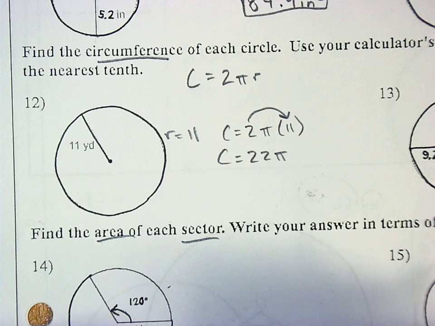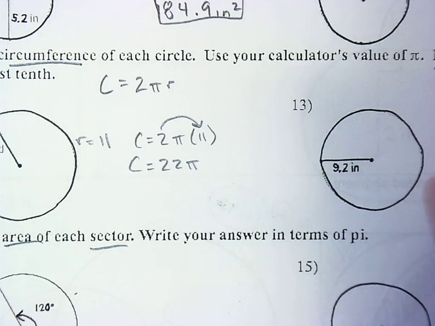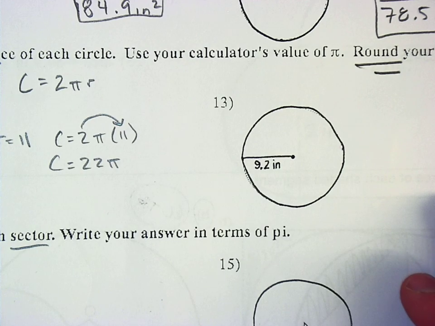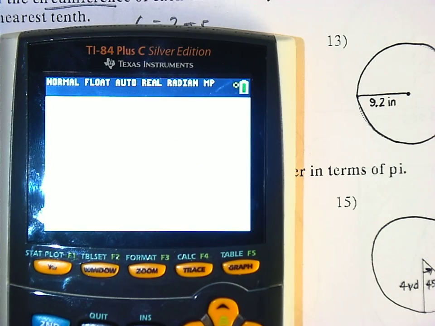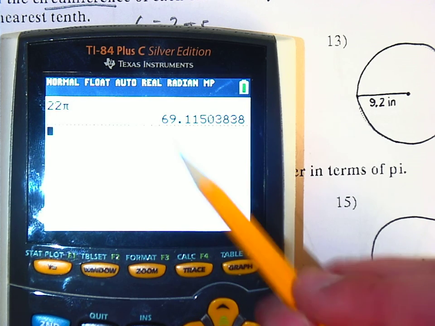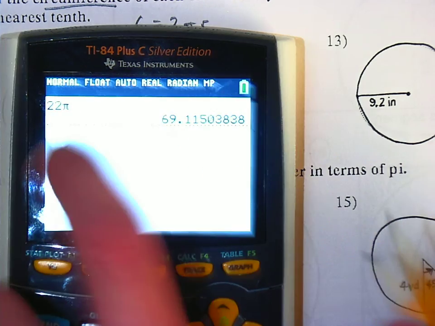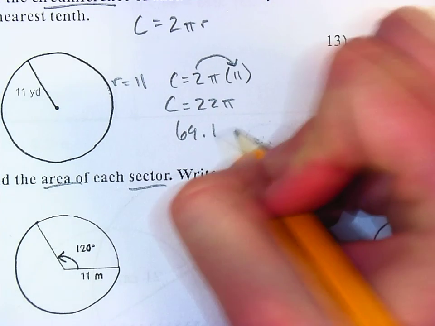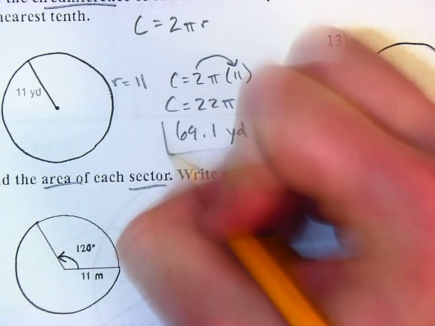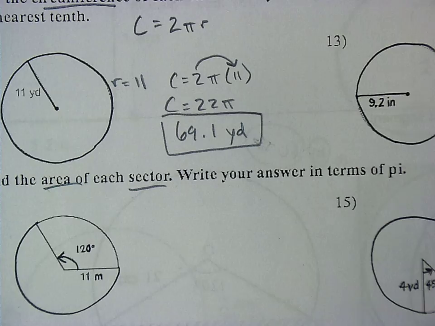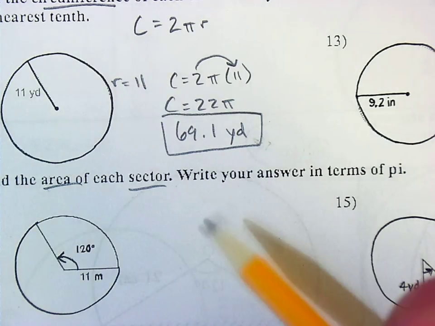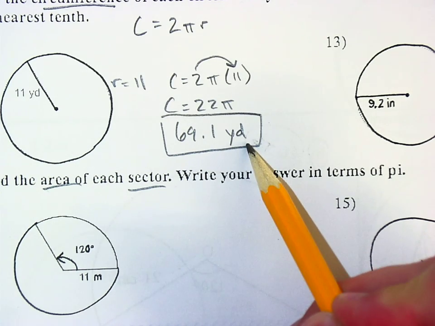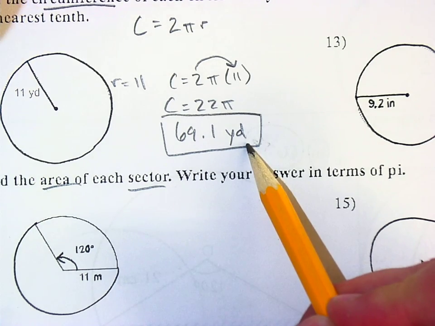They want it rounded again, to the nearest tenth. So I'm going to do 22 pi, which is 69.1. And now notice that our units are yards, but because we're doing circumference, which is just like length or distance, we don't square them. We just leave them to the first power. So yards.